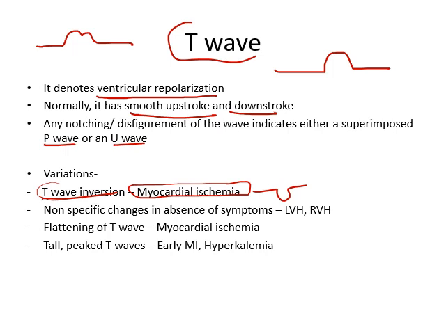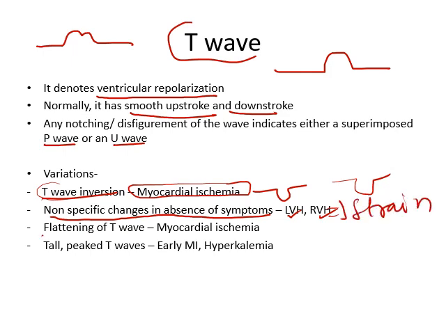Then there are non-specific changes in absence of symptoms, that is most of the times they are inversions, that is seen in LVH and RVH, that is left ventricular hypertrophy and right ventricular hypertrophy. It is also called as strain pattern.